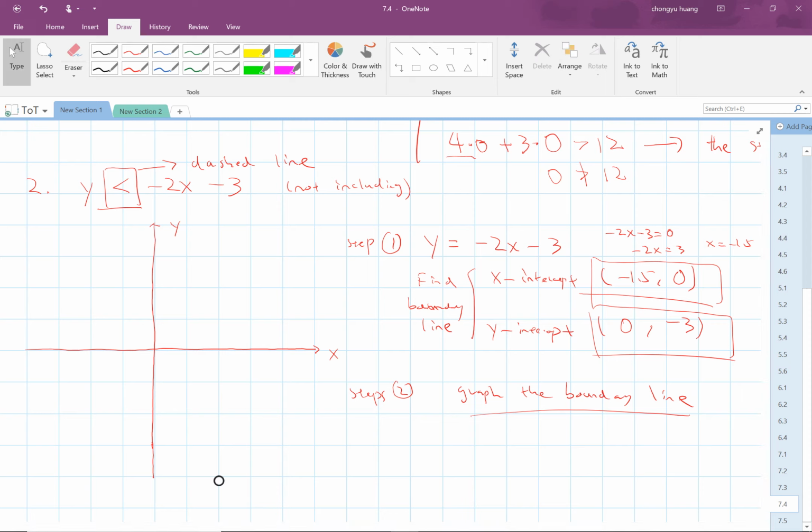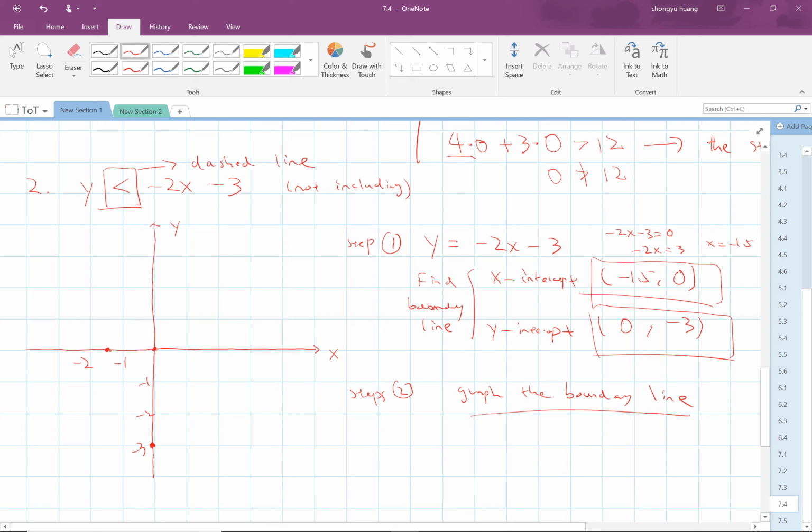Let me actually put in the points and label them. We have 0 over here, and then negative 1, and then negative 2. So negative 1.5 is over here, in the middle of it. It doesn't have to be really exact. As long as you put it in the middle, it's going to be fine. Negative 1, negative 2, okay, we did it right. And then the y-intercept is 0 and negative 3. So we have 0, negative 1, negative 2, and then negative 3. So negative 3 is right over here.